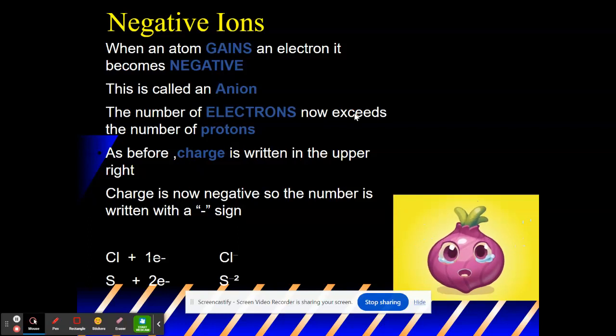Negative ions, think of an onion. These are called anions. Onions make you cry. They're negative, and they're gaining electrons, so they're more negative than positive. And we write the charges here, as you can see.